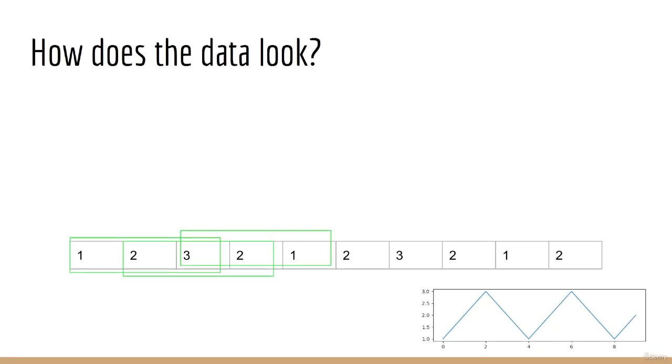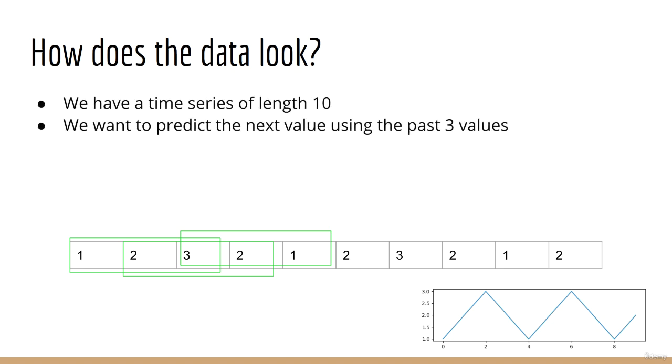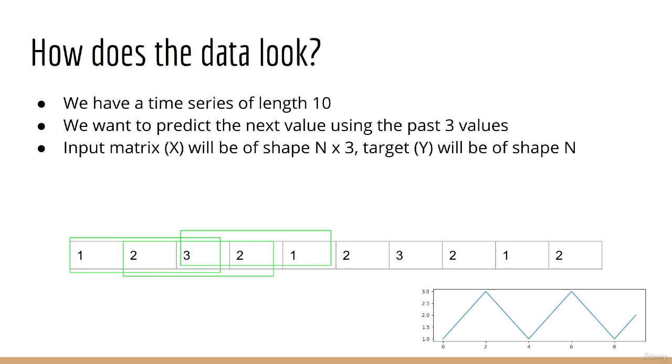Let's think about how our data will look. Let's suppose we have a time series of length 10, and we want to train a model to predict the next value in the time series using the past 3 time steps. In this case, our input matrix will be of size n by 3, and our target vector will be of size n.